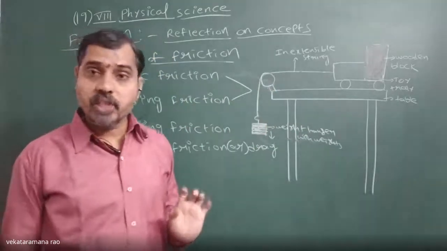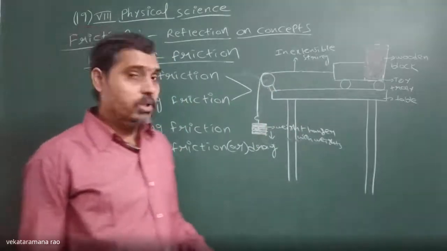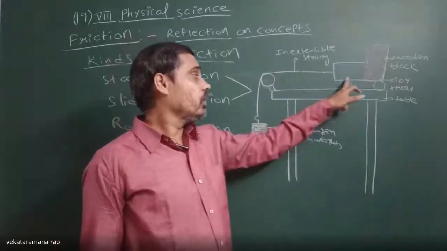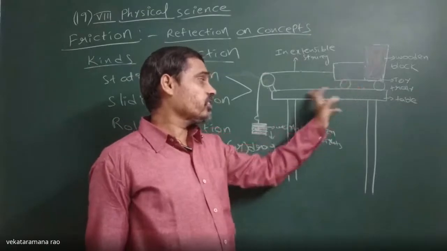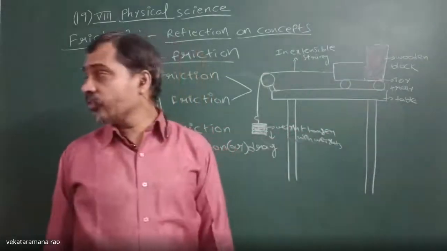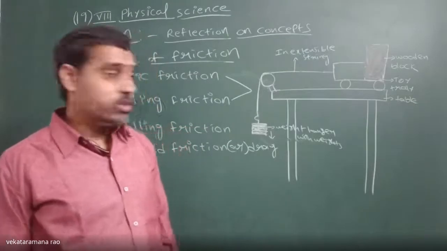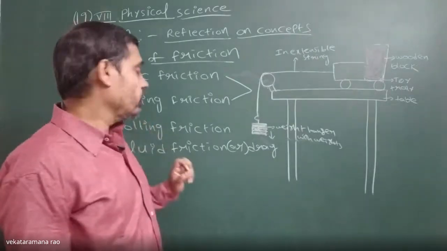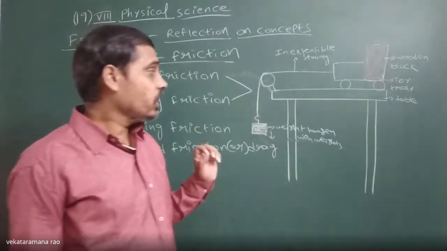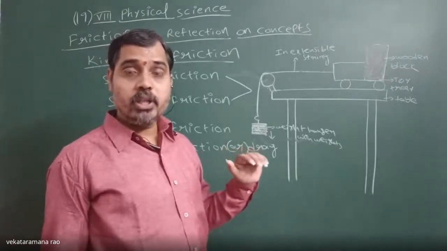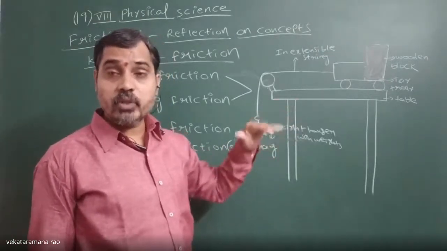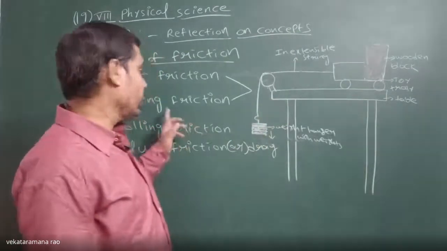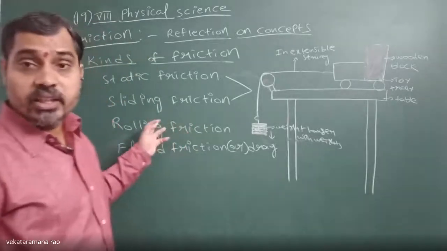At the same time, there will be a frictional force acting between the toy trolley wheel surfaces and the surface of the table. That force is known as sliding friction. What is sliding friction? Why do we call it sliding friction? Because it comes into play between two surfaces which are relatively in motion. That's why it is known as sliding friction.